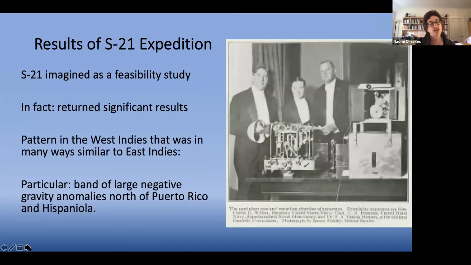The S-21 was imagined simply as a feasibility study. What Bowie and Field were hoping for was that they could simply demonstrate the feasibility of doing this work. But in fact, it returned very, very significant results. And what it showed was that the pattern in the West Indies was extremely similar to the pattern in the East Indies. In particular, there was a band of large negative gravity anomalies associated with deep parts of the ocean. I should have said, by the way, that in Indonesia, the gravity anomaly is exactly coincident with the deepest part of the ocean in that area, what we would now call the ocean trenches. Well, actually, they already called them trenches then. So the gravity anomaly is associated with deep trenches and also parallel to bands of volcanic and earthquake activity.